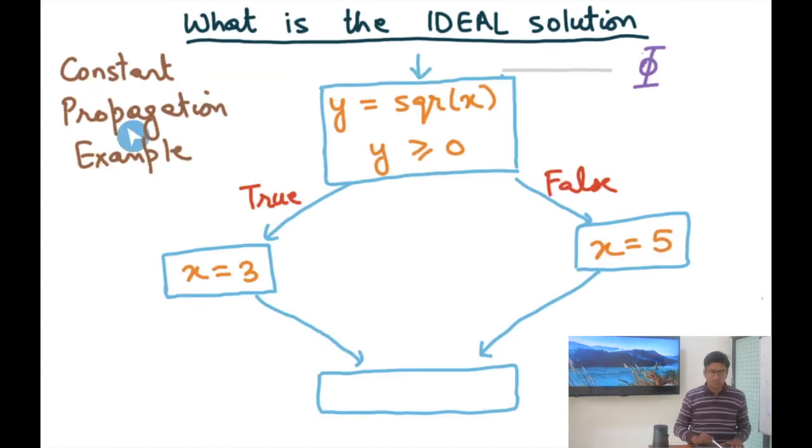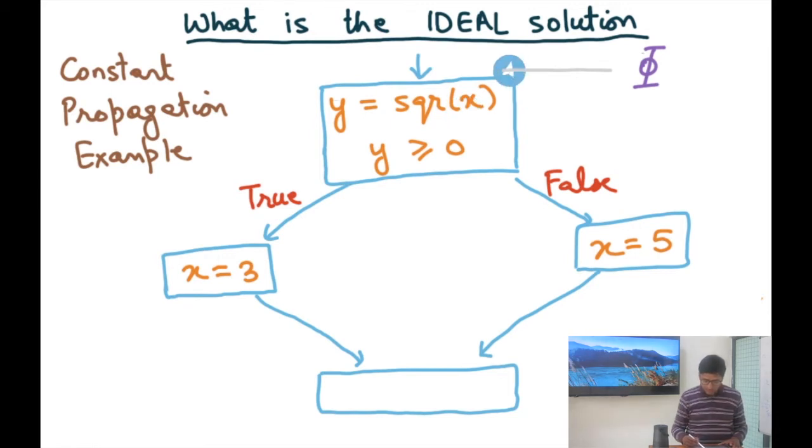So let's use the constant propagation DFA example that we've been using all through the course. And let's say this is my program, which says y equals SQR of x, and then it checks whether y is greater than or equal to 0. If this evaluates to true, then I set x to 3. If it evaluates to false, then I set x to 5. Now notice that the function SQR is actually intended to represent the square of a value. So it's going to take the square of x, right? So y is equal to x squared.